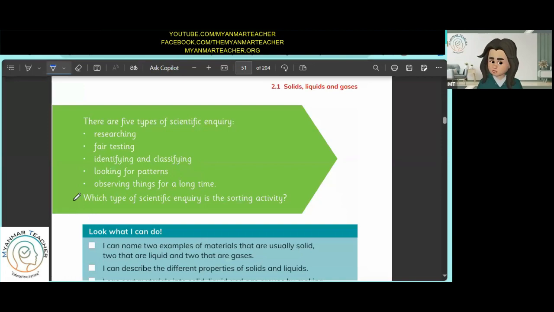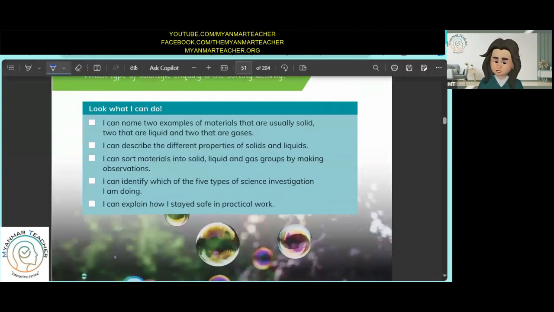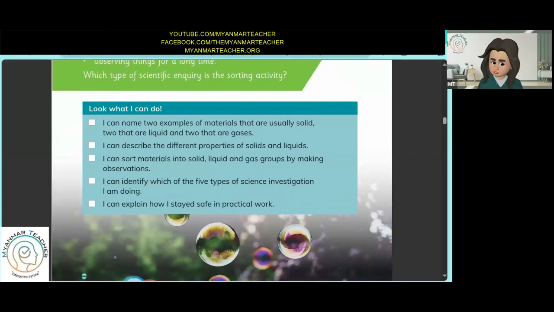So we have to go back to this question: which type of scientific inquiry is this sorting activity? I think it would be identifying. Look what I can do. I can name 2 examples of materials that are usually solid, 2 that are liquid, and 2 that are gas. Hopefully you can. I can also describe the different properties of solids.